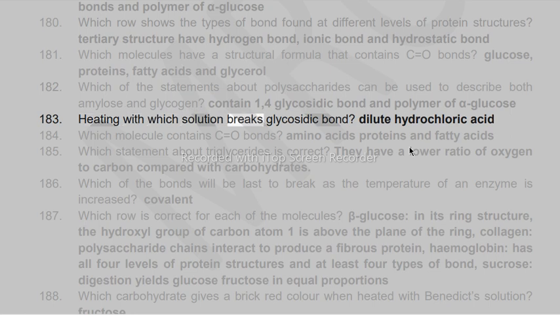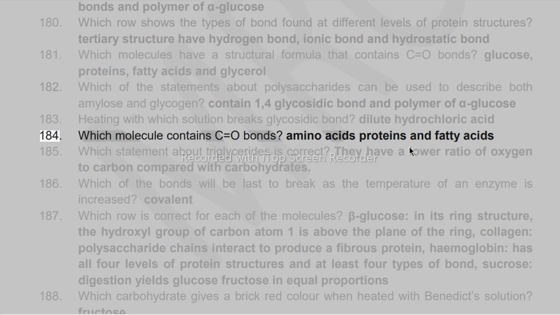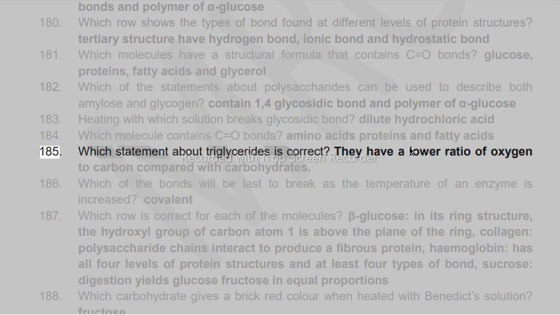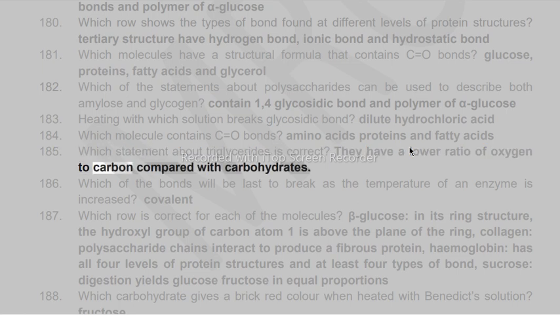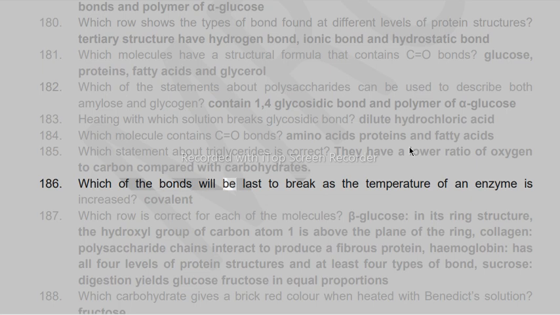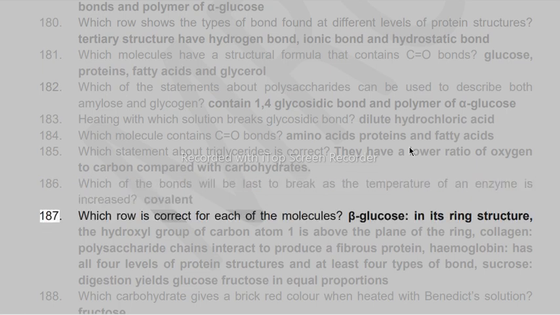183. Heating with which solution breaks glycosidic bond? Dilute hydrochloric acid. 184. Which molecule contains C=O bonds? Amino acids, proteins and fatty acids. 185. Which statement about triglycerides is correct? They have a lower ratio of oxygen to carbon compared with carbohydrates. 186. Which of the bonds will be last to break as the temperature of an enzyme is increased? Covalent.